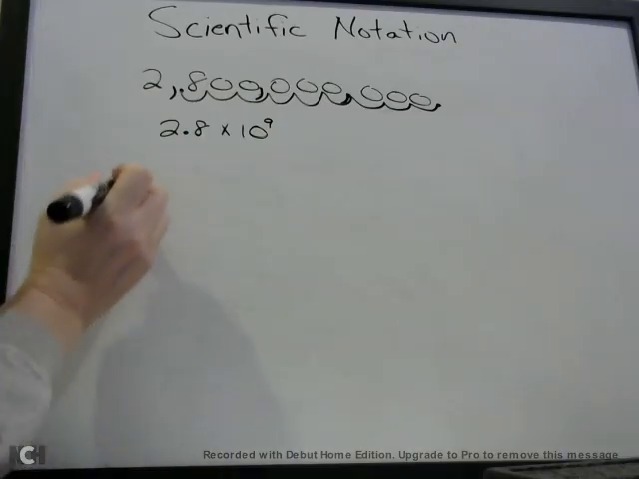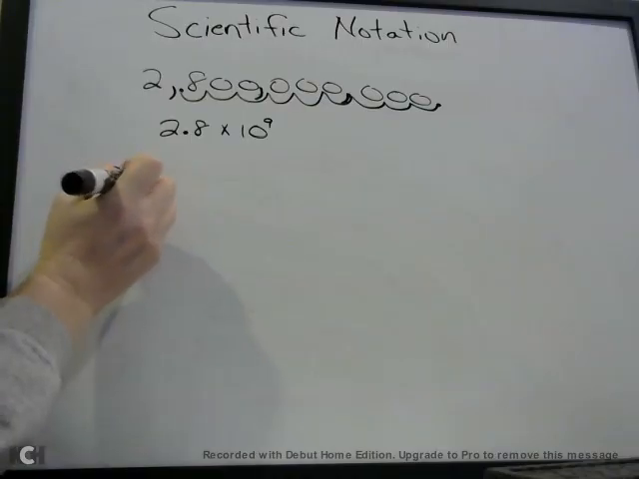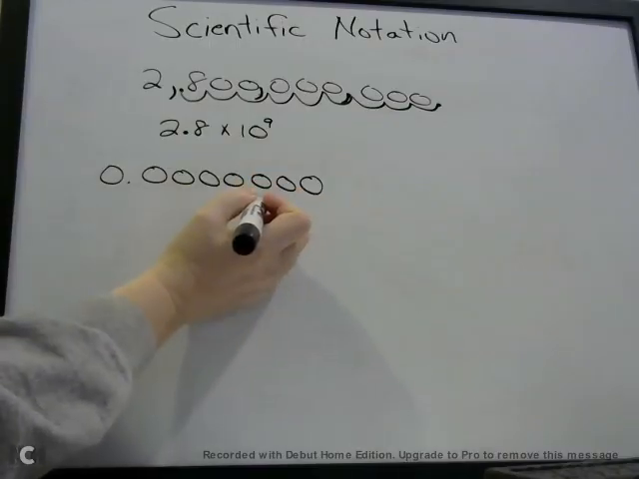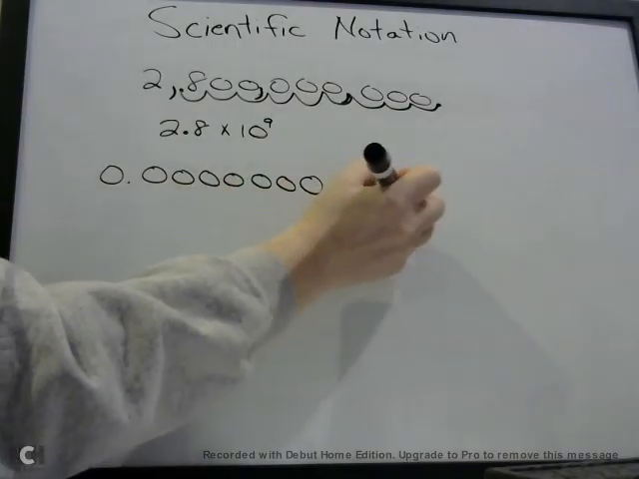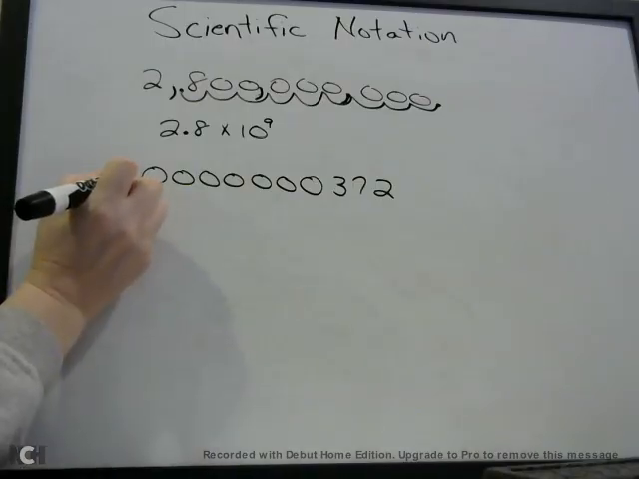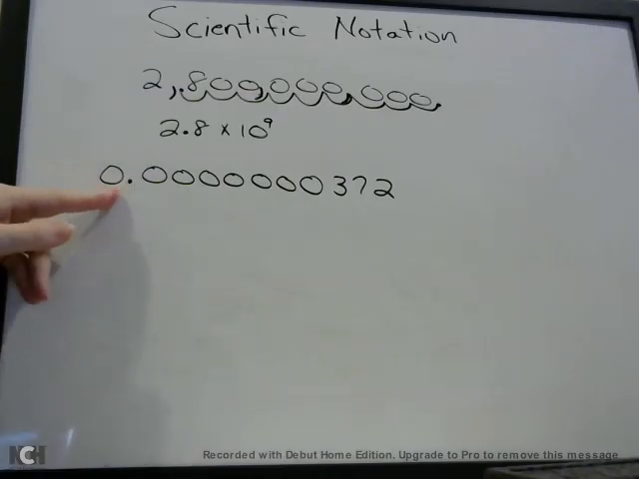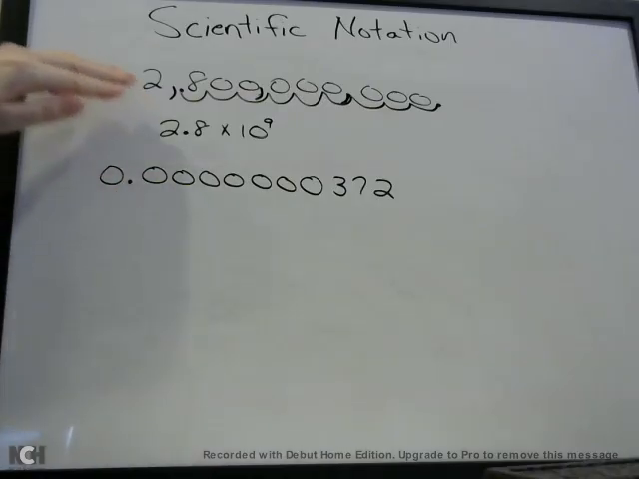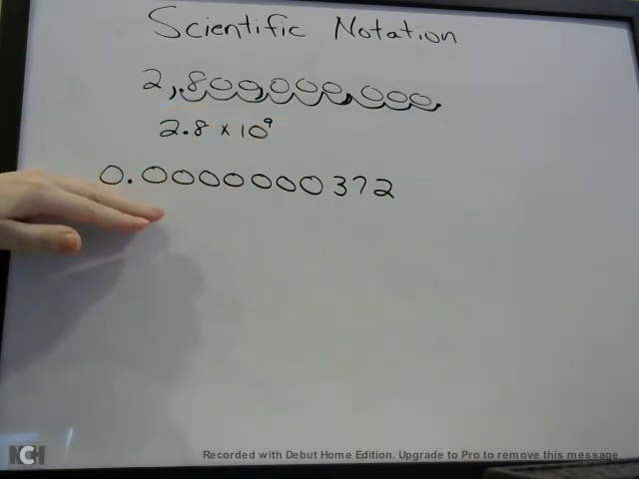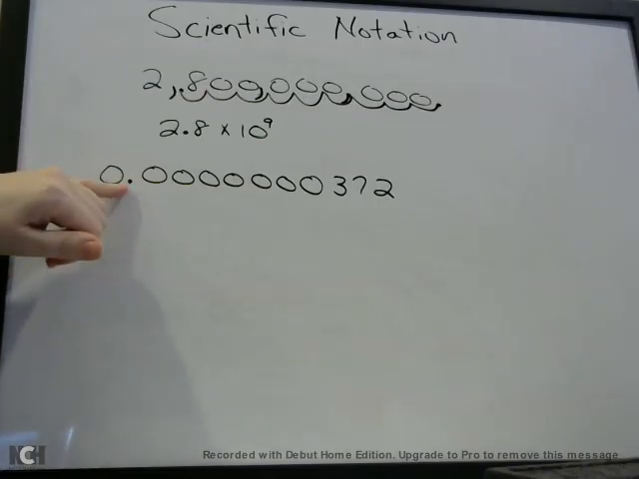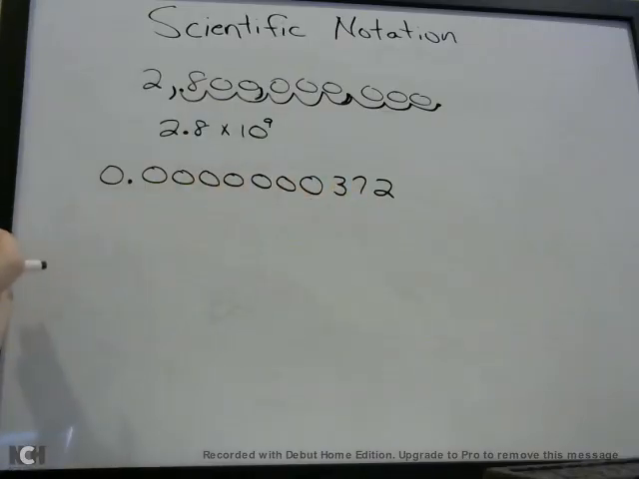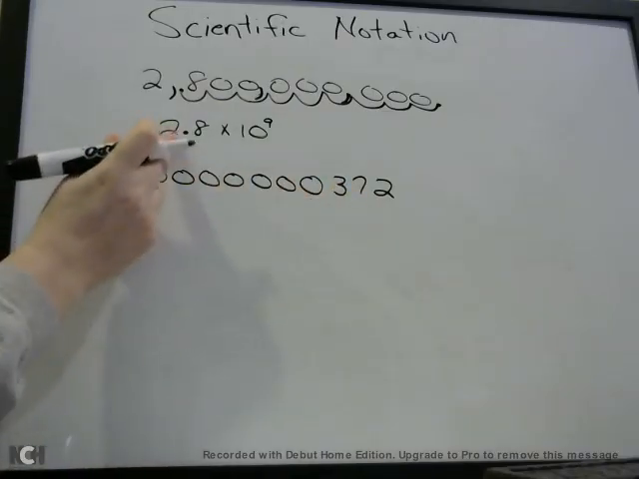Let's do 0. There's 7 zeros here. 372. Okay, so now we have our decimal point here. So remember, if it's a very large number, you're going to have a positive exponent. It's a very small number, you're going to have a negative exponent. And so here we have to move it to the right in order to get a digit between 1 and 10 to the left of the decimal point.